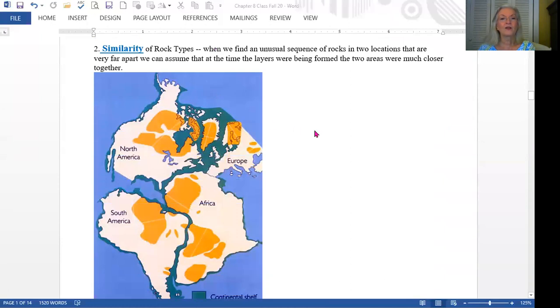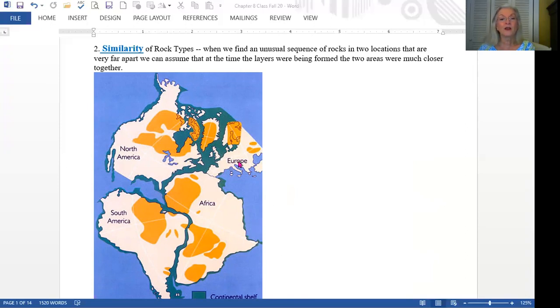You can also use similarity of rock types. I talked about how South America and Africa have rock types that match up, that make us believe that the theory of tectonic drift is a very reasonable theory.